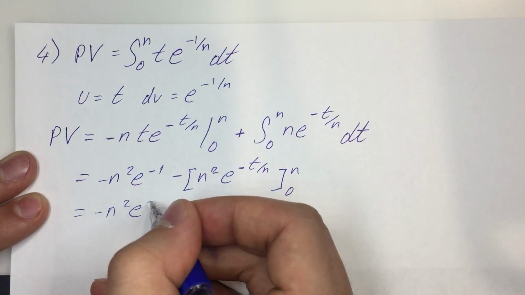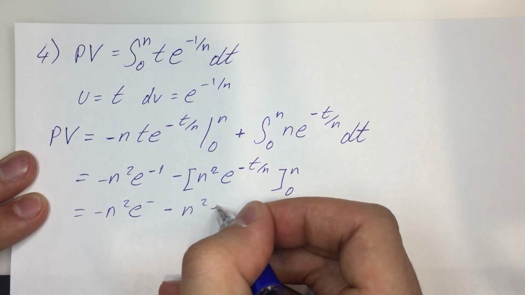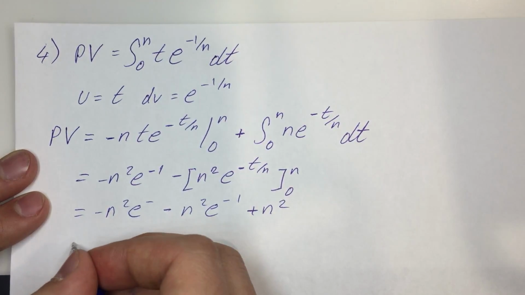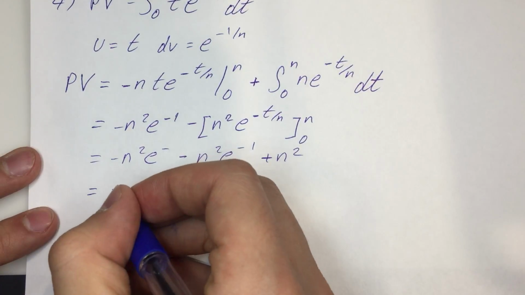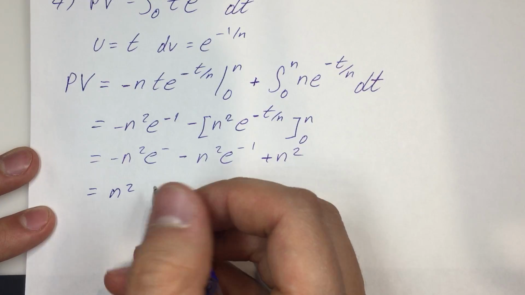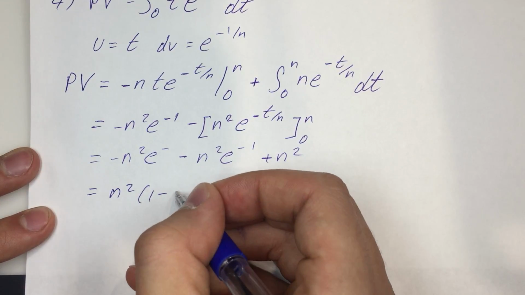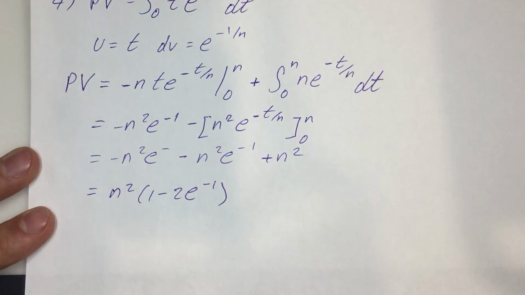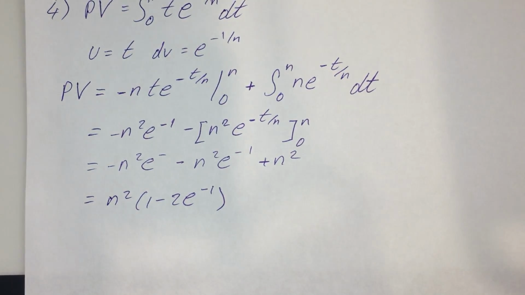So negative n squared e to the power of negative 1 minus n squared e to the power of negative 1 plus n squared, which then simply equals the most simplified version of this answer, which is n squared times 1 minus 2e to the power of negative 1. And that is how you should leave your final answer, just because it is in terms of n, and there's nothing more you can do.